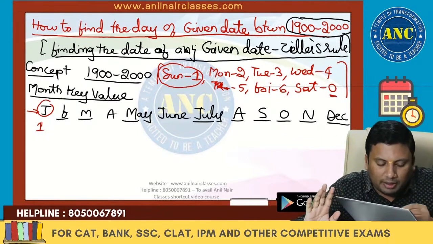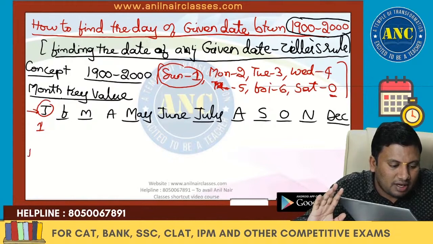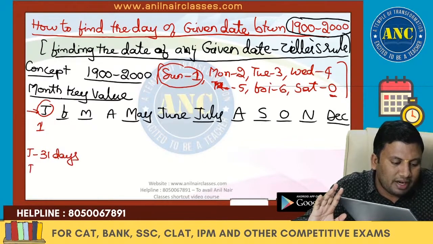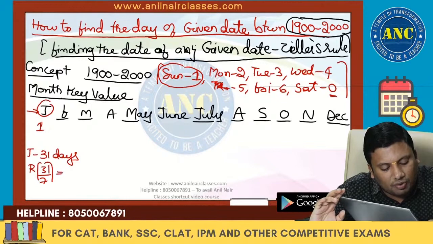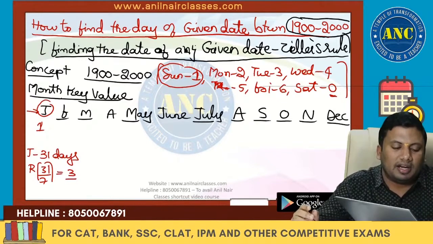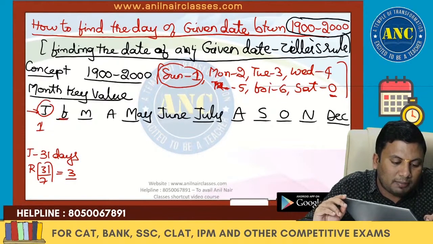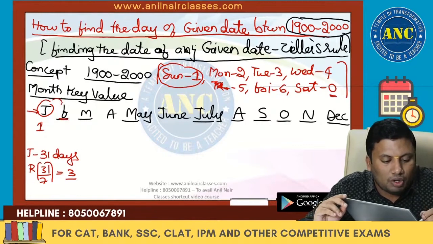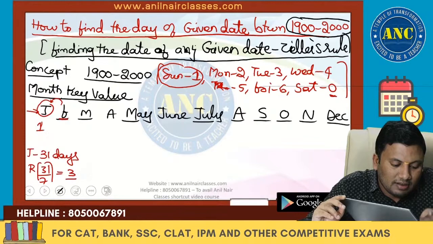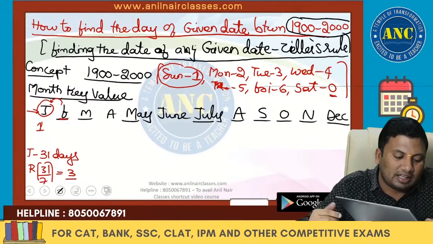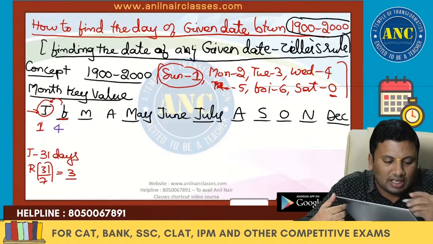How to determine the month key values? January contains 31 days. Divide 31 by 7, because there are 7 days in a week. 7 4s are 28. The remainder is 3. To determine the month key value of February, go to the previous month, which is 1. Check how many extra days there are: 3. 1 plus 3 is 4.